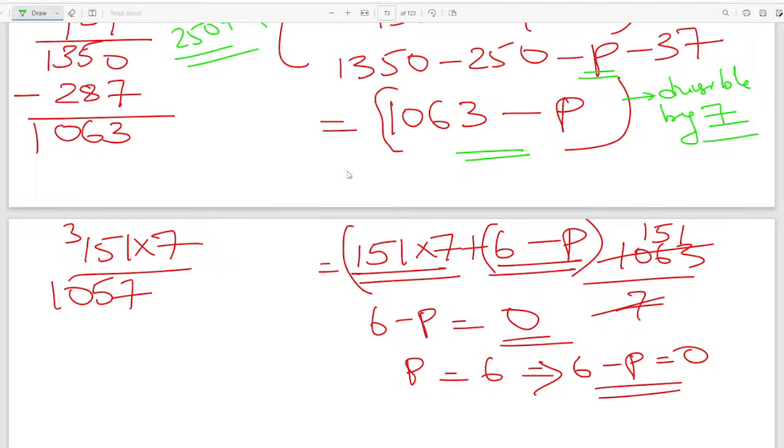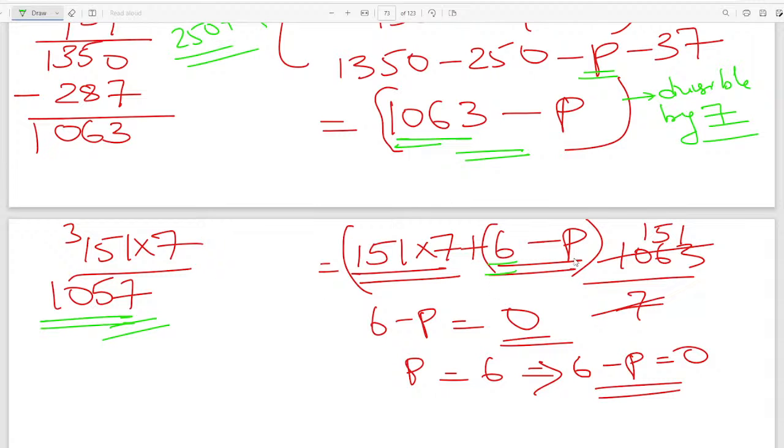So now to make this divisible by 7, we need to subtract a number which makes the whole number divisible by 7. The nearest multiple of 7 to 1063 is 1057. So if we subtract 6 from 1063, it will become 1057. This will be a multiple of 7. So 1063 can be written as 151 into 7 plus remainder 6.